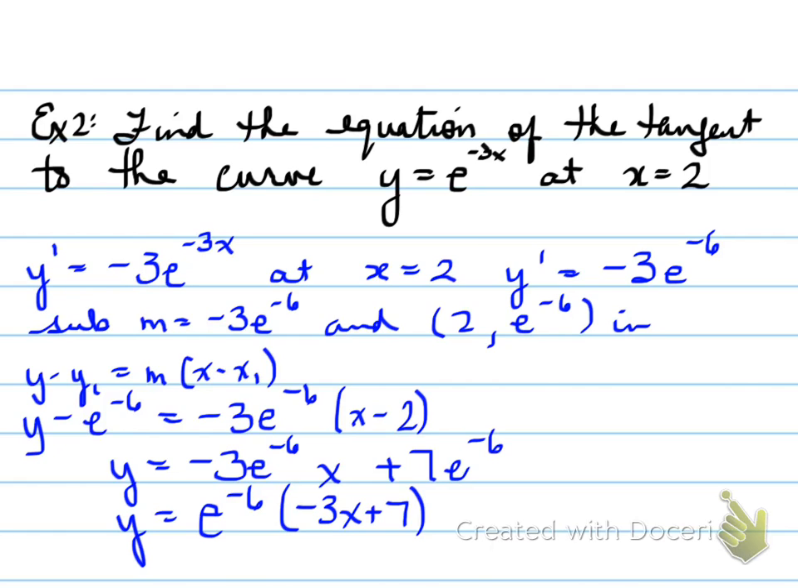Now, how did we get from here to here? That's usually what the question asks. A little example is shown beside there, where from here to here, you expand this out, and then you bring this over. So y equals negative 3 e to the negative 6 x plus 6 e to the negative 6 plus e to the negative 6, and those two combine to give us 7 e to the negative 6, and negative 3 e to the negative 6 x. We take out the e to the negative 6, and you're left with negative 3x plus 7.